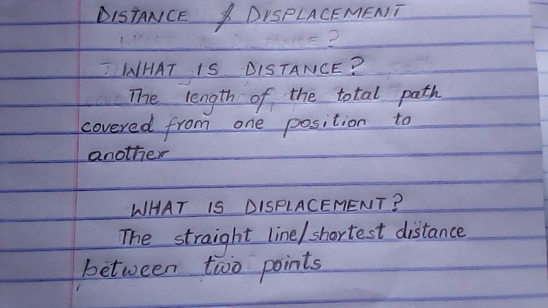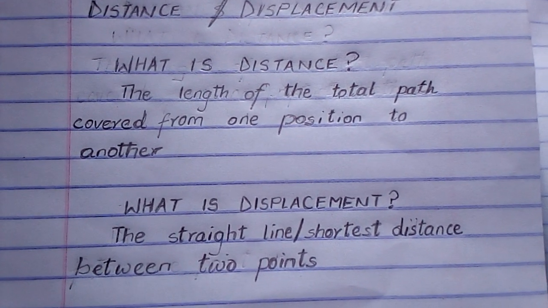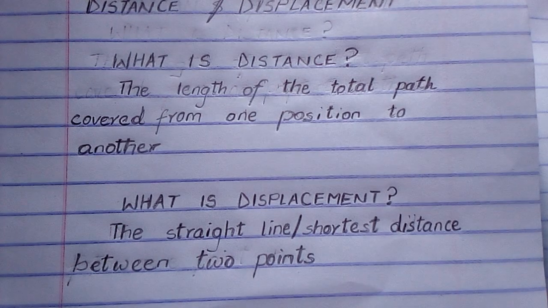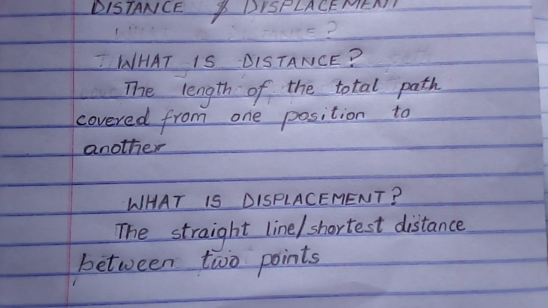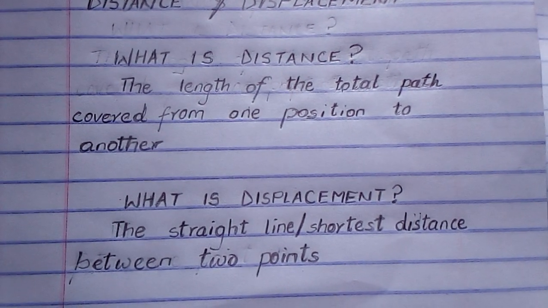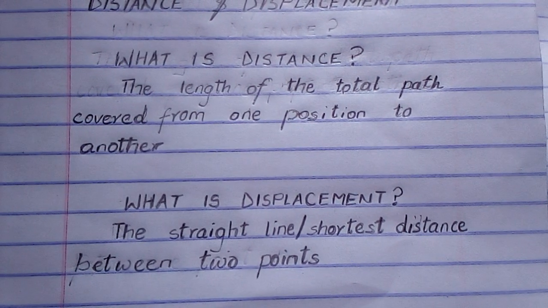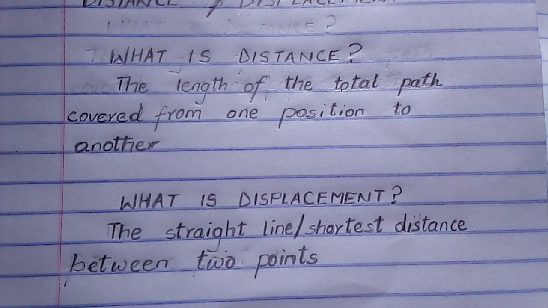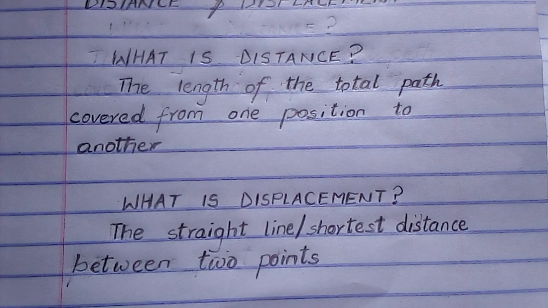What do we define as distance? I define distance as the length of the total path covered from one position to another. That is, I'll explain more on it, and I define displacement as the straight line or shortest distance between 2 points.